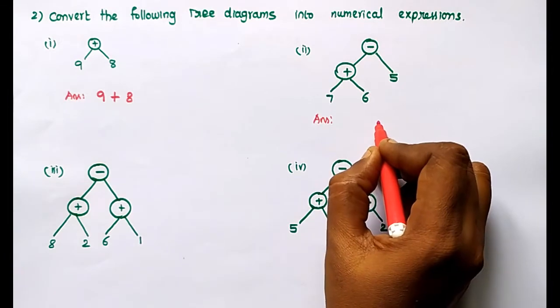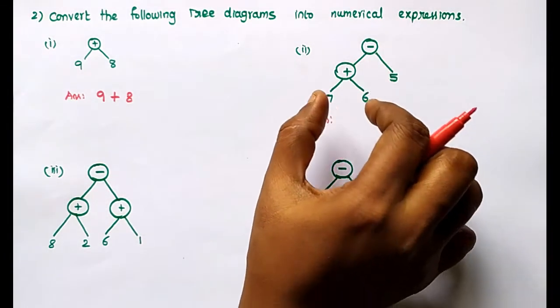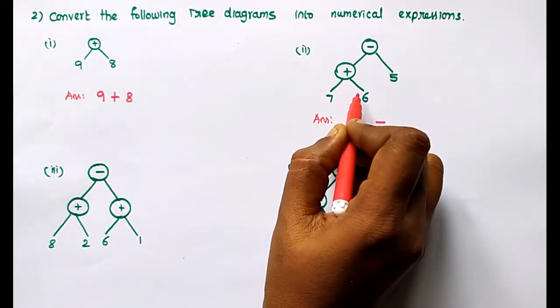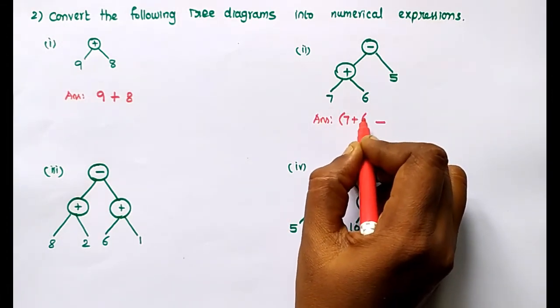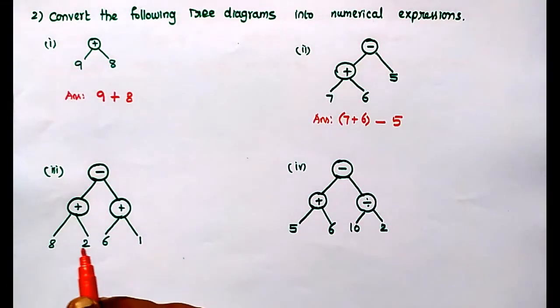Next answer, minus. We subtract these expressions. Here 7 plus 6, here 5. So 7 plus 6 in bracket minus 5. Right? Next one.